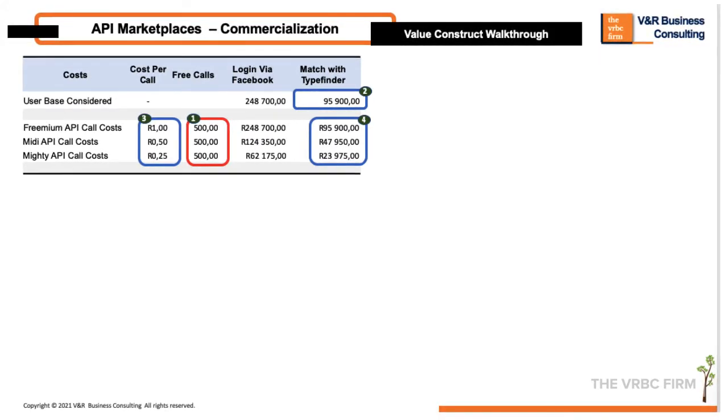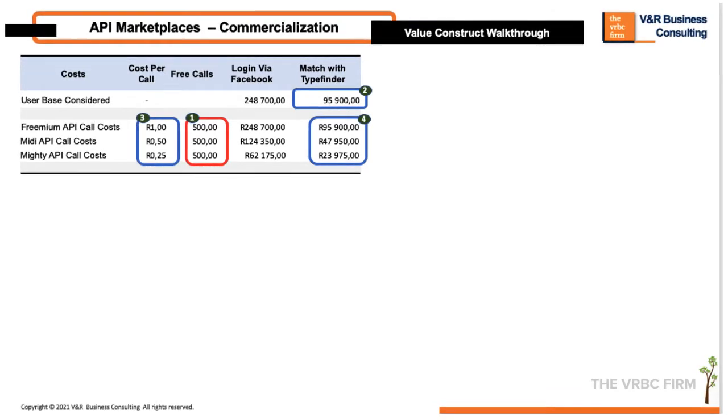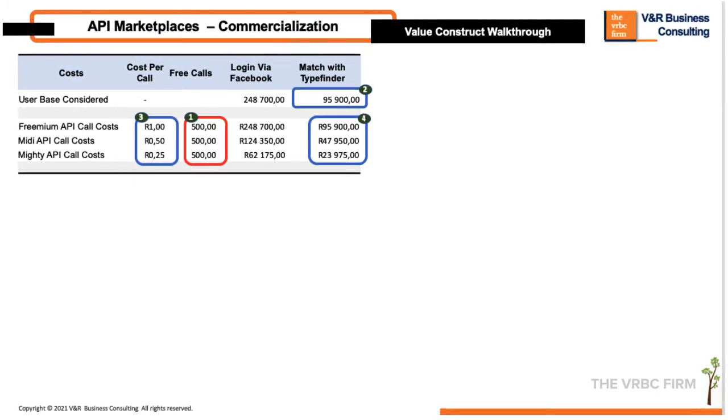We've assumed in this case that you're given 500 free API calls per month for each API you purchase in the marketplace. Some marketplaces give you the total free calls across the portfolio of APIs you've purchased. Others give you 500 free calls per API. It depends on the business rules of the marketplace you're using.